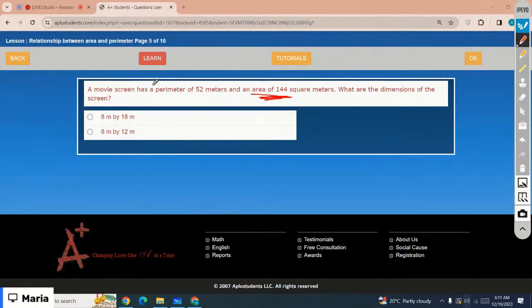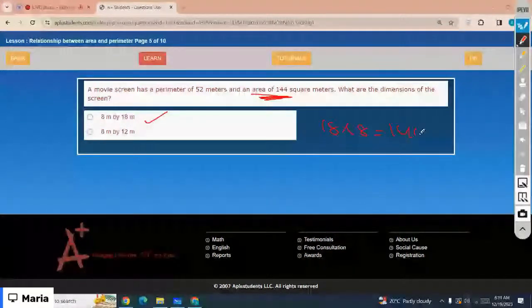8 times 18 makes 144. And also for the perimeter you need to add them. So opposite sides are equal in length. You can just add and check 8 plus 8 plus 18 plus 18. So the correct option is 52. Option number 1 is the correct option, right?